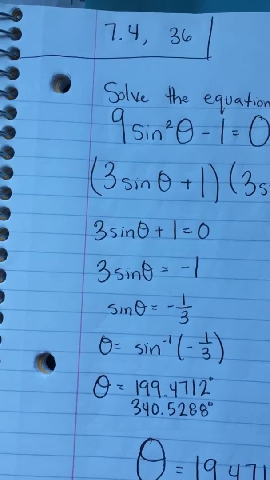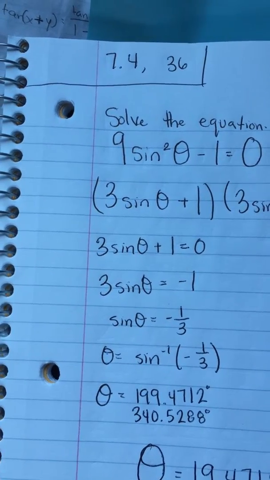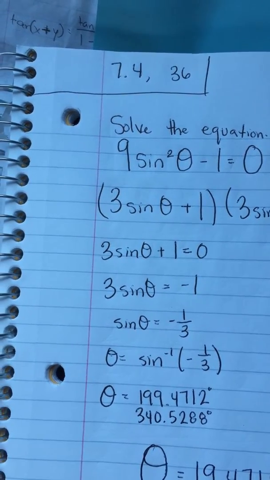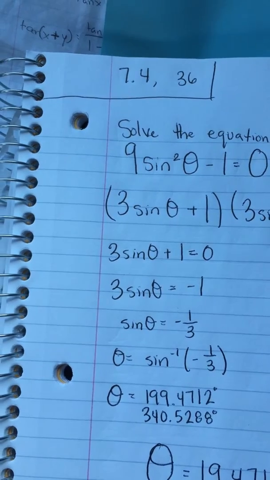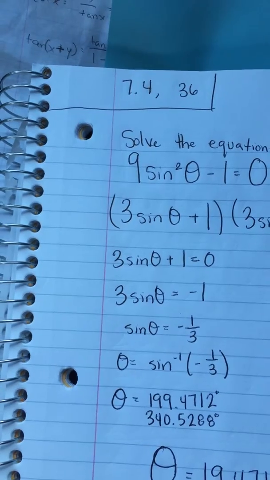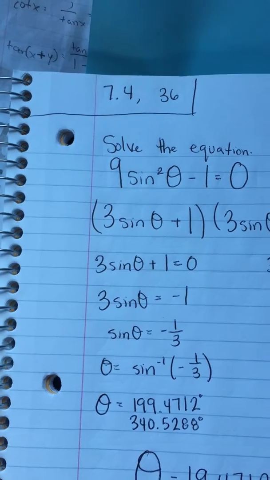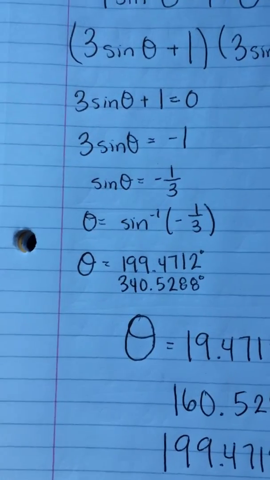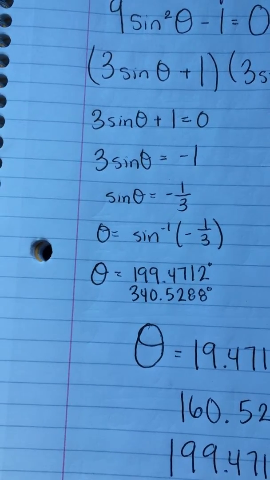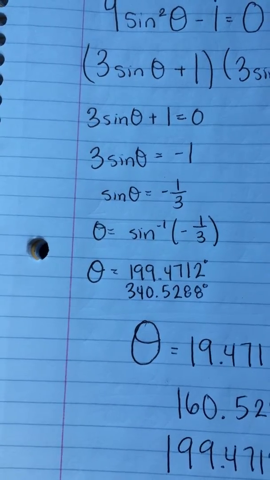First, let's start off with 3 sine theta plus 1 equals 0. First, we have to subtract 1 from both sides, giving us 3 sine theta equals negative 1. Then we divide by 3 to give us negative 1/3, and then we have to get theta on its own, so we take the inverse of sine, so it would be sine inverse of negative 1/3, and theta is actually 199.4712 degrees.